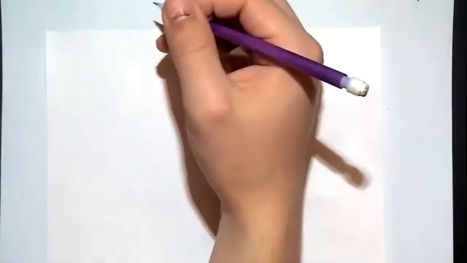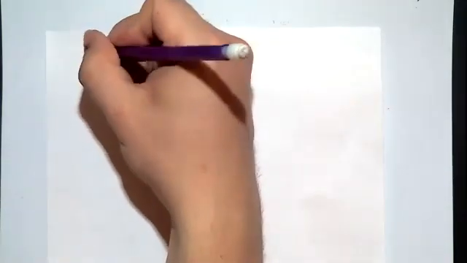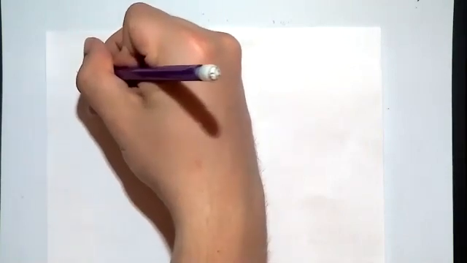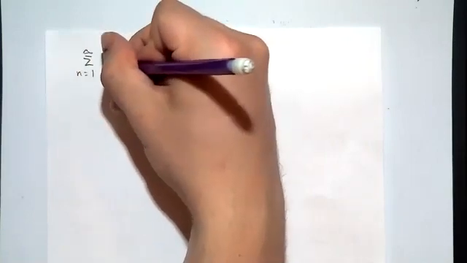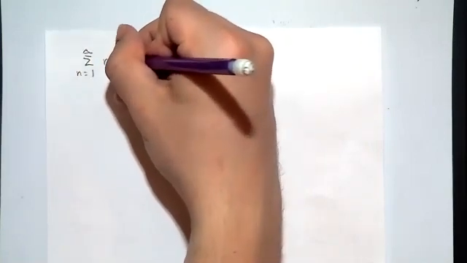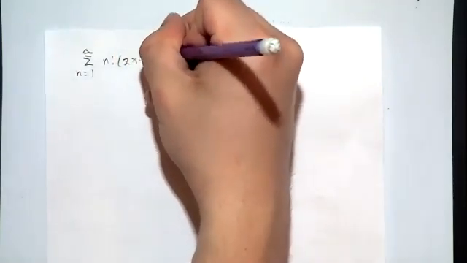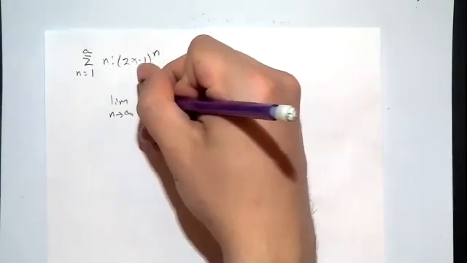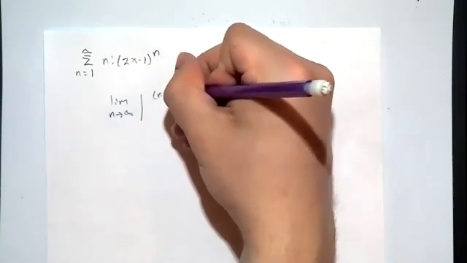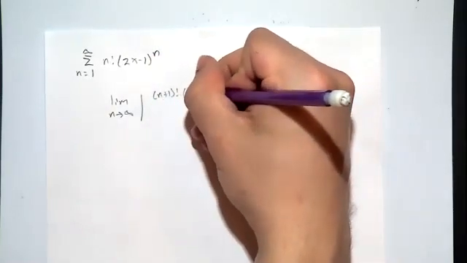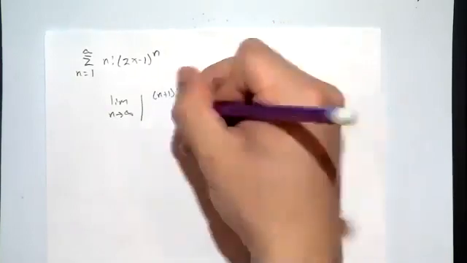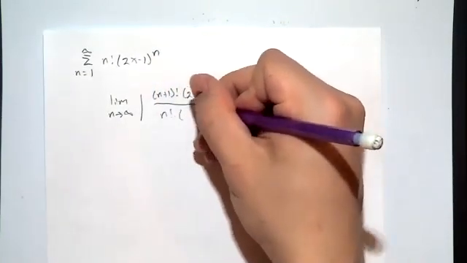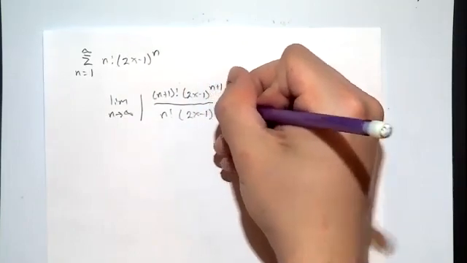I guess I can do just this one. So we have the sum from n equals 1 to infinity of n factorial times 2x minus 1 to the n. Again, I need the limit as n goes to infinity of n plus 1 factorial times 2x minus 1 to the n plus 1, over n factorial times 2x minus 1 to the n.